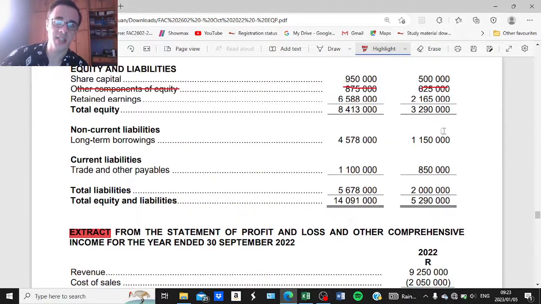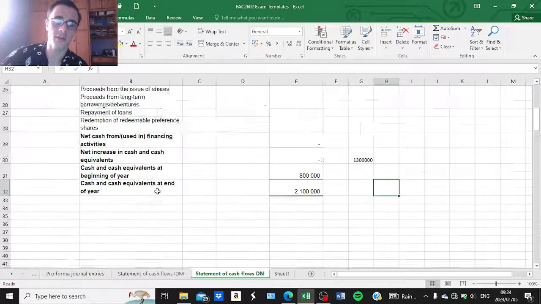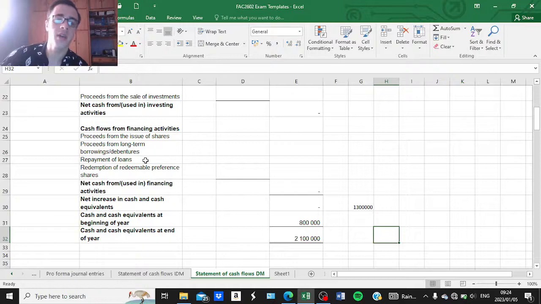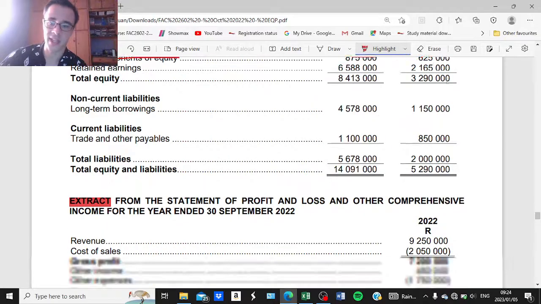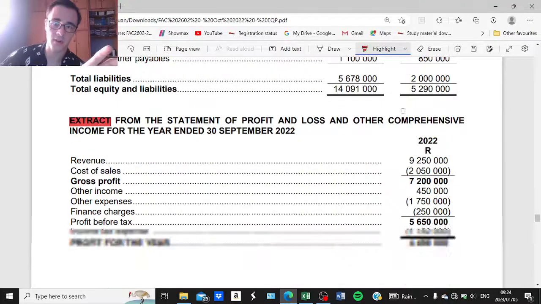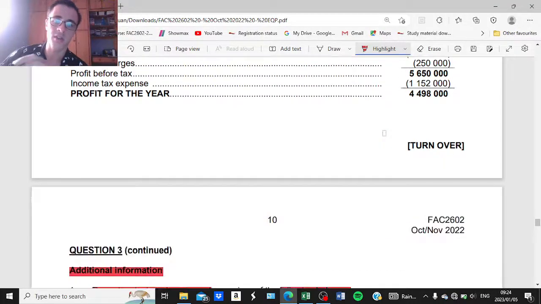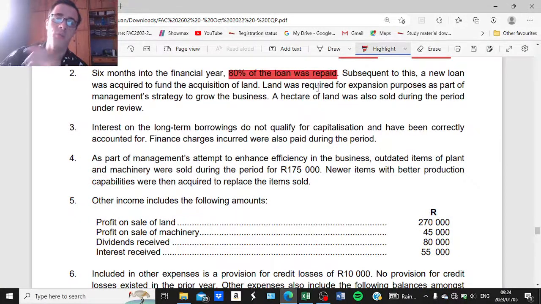Because it was settled, we know that it represents an outflow of cash. So we need to show this cash flow in the financing activity section because it relates to a settlement of long-term borrowings. In your financing activity section, you need to show the repayment of loans as 80% of the balance that was outstanding at the beginning of the year. You cannot consider the closing balance because that is as at the end of the year. In order to determine the cash flow, you need to consider the opening balance.